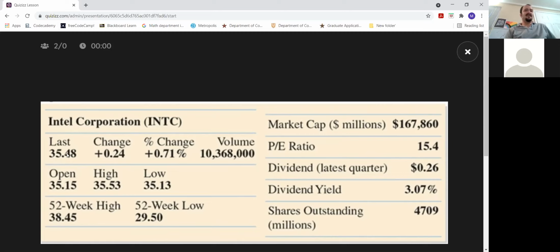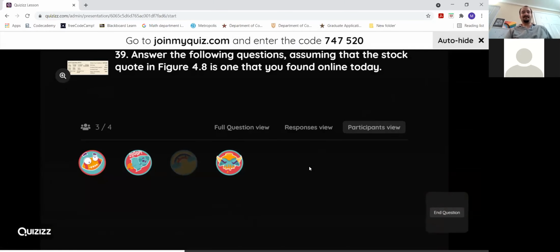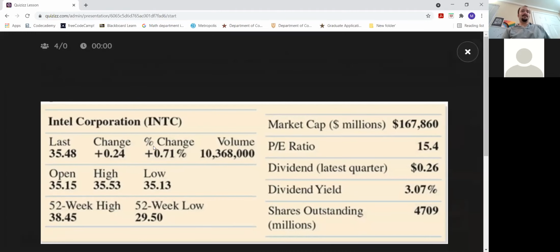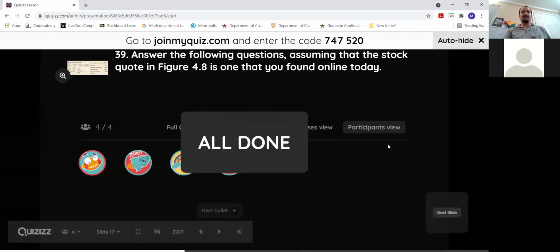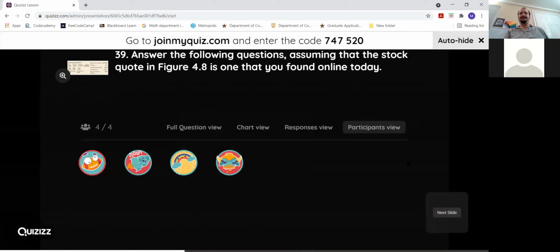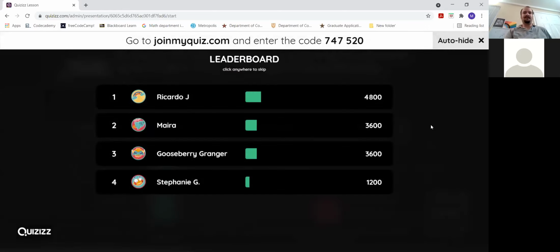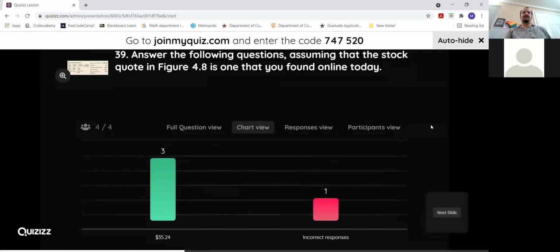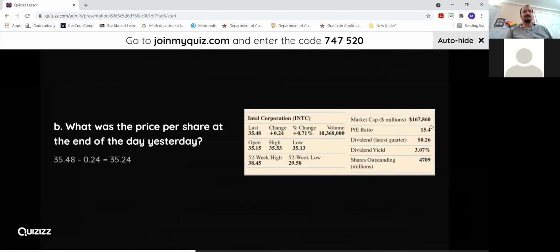This was the change from the previous day. This is the amount that we're at now. So if it did this to get here, how do we go backwards? How do you undo a plus? Oh, come on. We're doing 35.48 and we're subtracting 24 cents, right? Hopefully. Oh, come on, come on, come on. 35.24, there we go. Taking the last, subtracting the change.